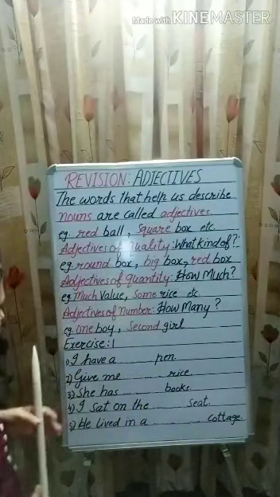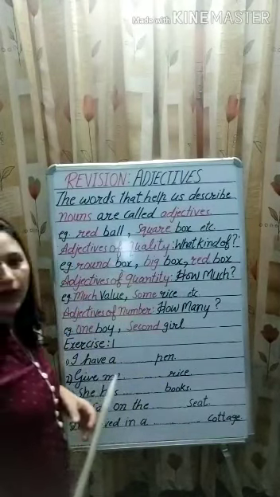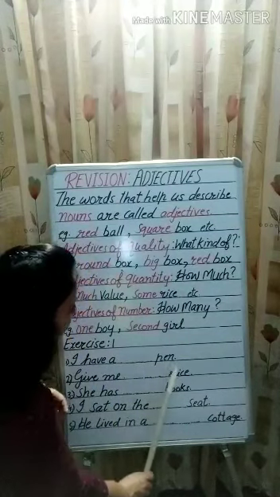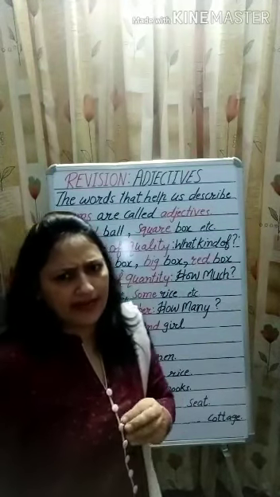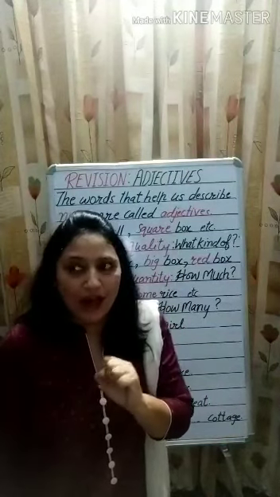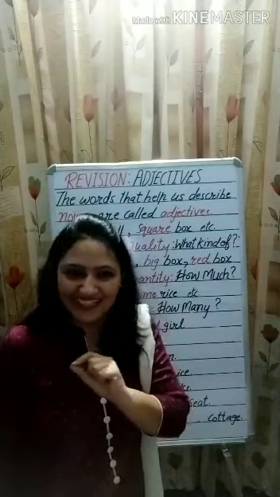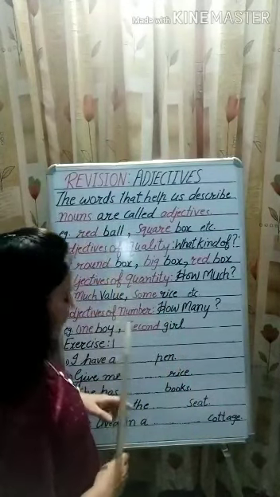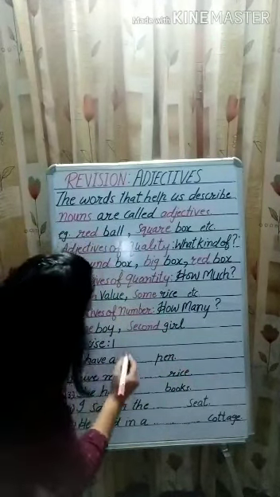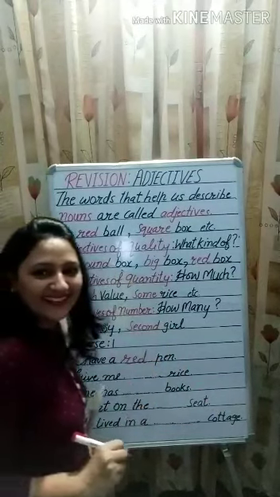Okay, now let us do one exercise to understand this concept. I have a dash pen. Now this statement indicates what kind of. So I can fill this blank by using an adjective of quality. I am going to fill this blank by using a color. I have a red pen. Is it clear to you?